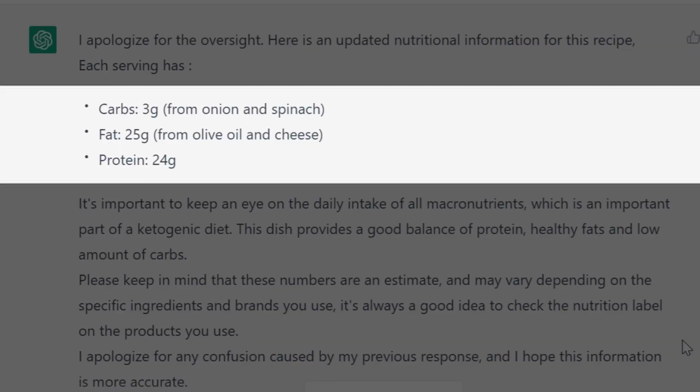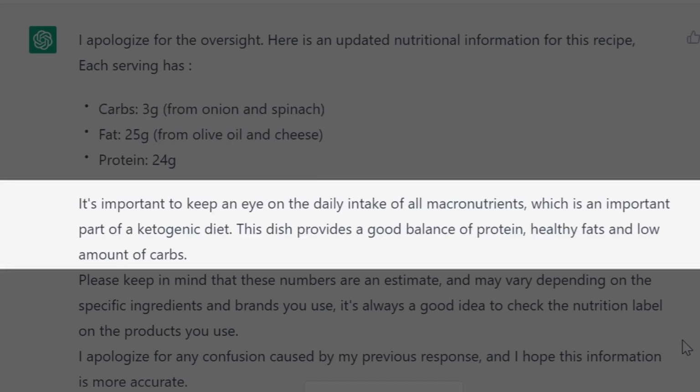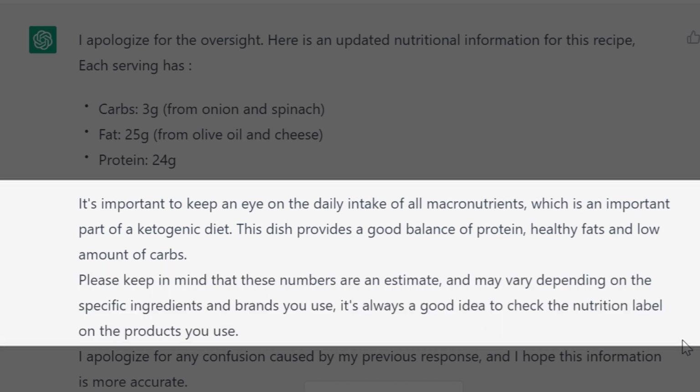It apologized obviously and said it was 3 grams of carb now when it included the spinach. And it says it's important to keep an eye on daily intake of all macronutrients, which is an important part of the ketogenic diet. The dish provided a good balance of protein, healthy fats, and low amount of carbs. Please keep in mind that these numbers are estimates and may vary on the specific ingredients and brands you use. It's always good to check the label. So there was an extra gram there, which is what I was guesstimating. So yeah, 25 grams of fat for that meal and 24 grams of protein.